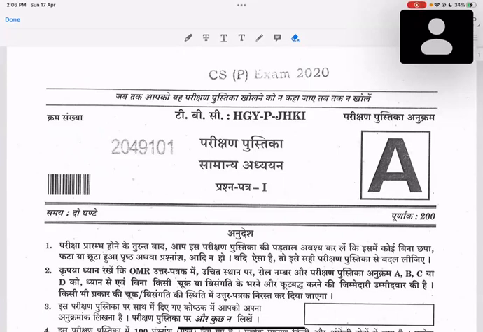So today we will be continuing with the series of previous year questions analysis. Earlier we did the analysis of the prelims paper 2021. Now we will be doing the analysis of prelims paper 2020.